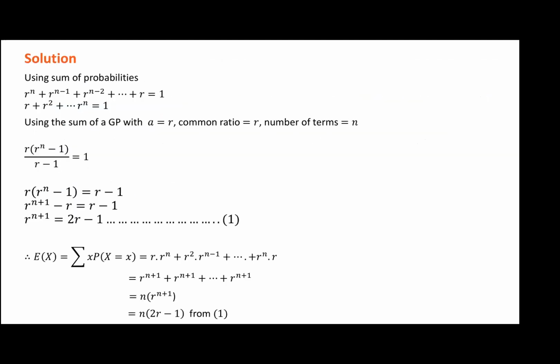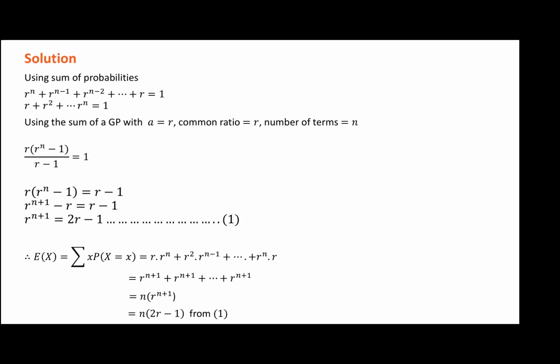Now, the solution is we use the sum of the probabilities. We know that the sum of the probabilities equals 1. And then we see that it becomes a GP with the first term r and the common ratio also r with n terms. Because it's a GP, we're using the GP formula and making it equal to 1 and cross multiplying, and then we work out what r to the n plus 1 is. So make r to the n plus 1 the subject.